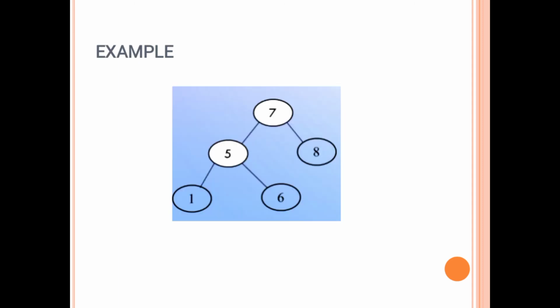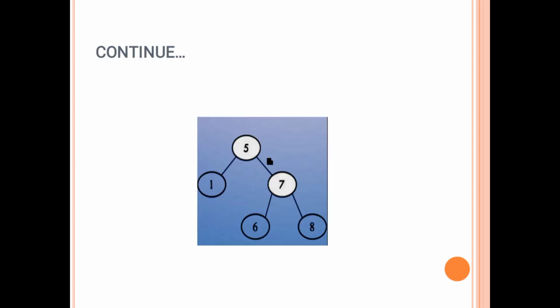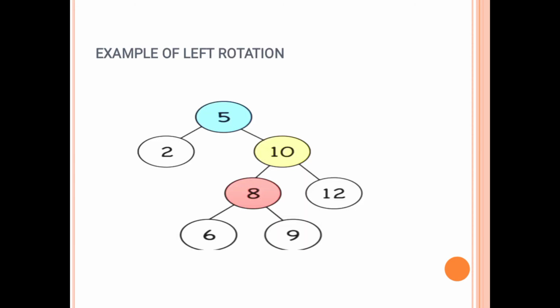We have to check here: 6 is on the left side of the 5. Then 5 becomes the parent, and 6 is connected to the 7. It's the right side of the 7. We have to connect to the 6. This is the right rotation of the tree.